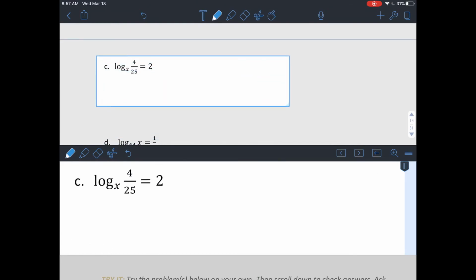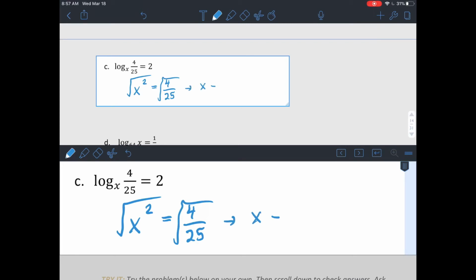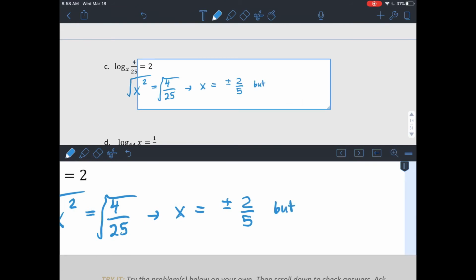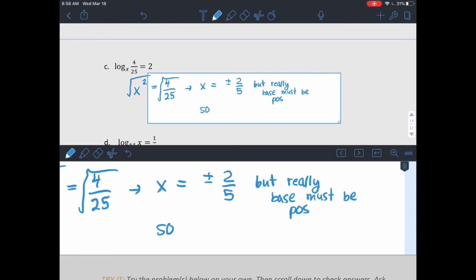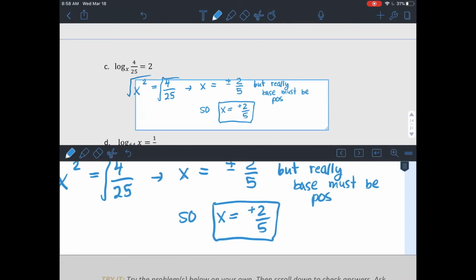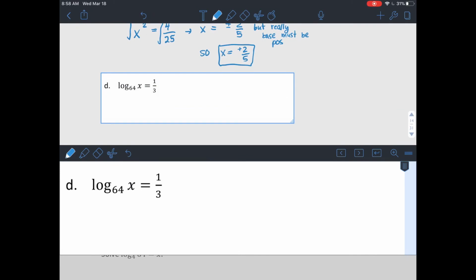Now you're looking for the base of your logarithm. So remember, it's x raised to the power of 2 equals 4/25. You guys know how to solve that. Take the square root of both sides, which you're used to that being plus or minus 2/5, but in logarithmic equations, the base has to be a positive value. Logarithms are only defined if your base is positive. So you would disregard the negative and just have x equals positive 2/5. I will let you guys try this one.